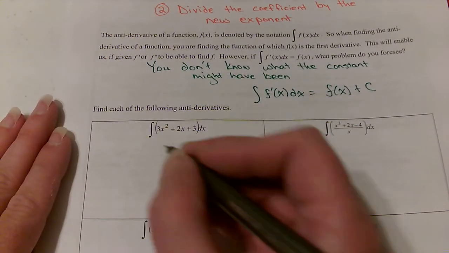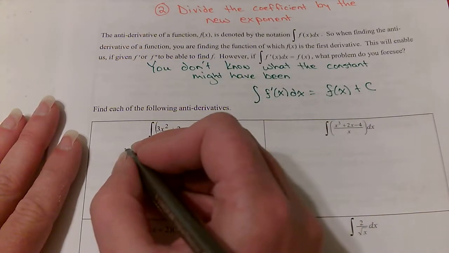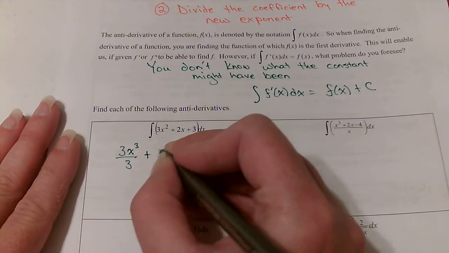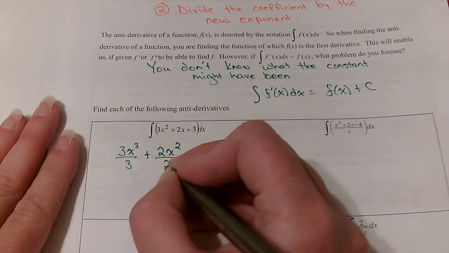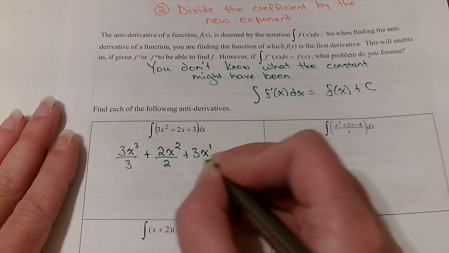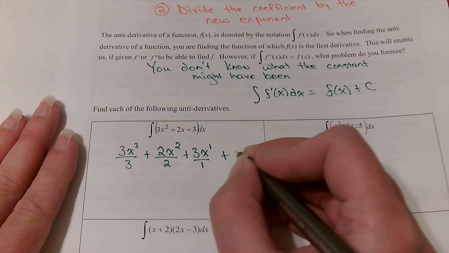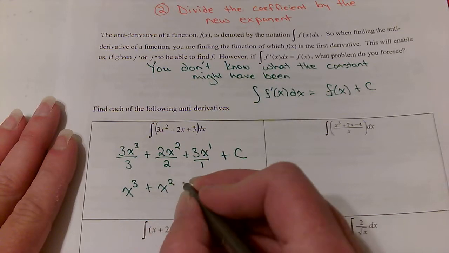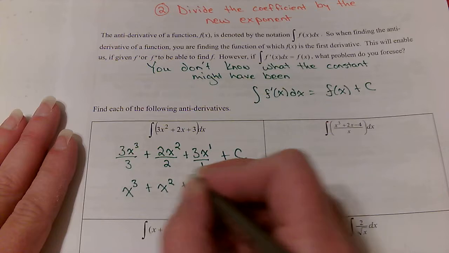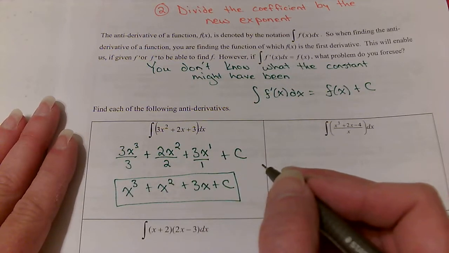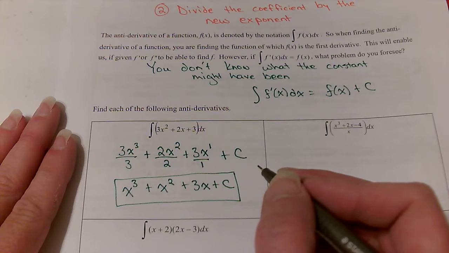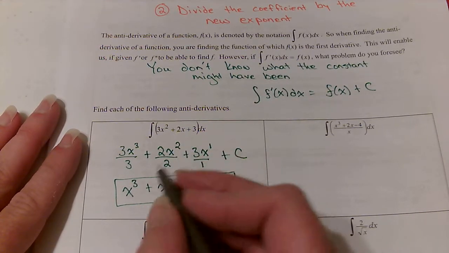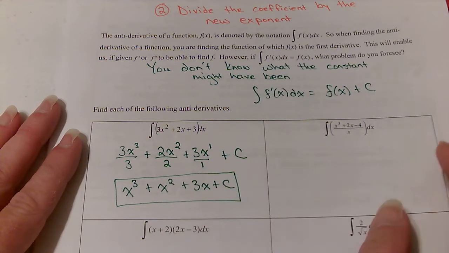So let's try it. 3x squared, oh, that's very similar to the one I did, so pretty easy. Add 1 to the exponent, divide by the new exponent. 2x, divide by the new exponent. This is going to be 3x to the 1, divide by the new exponent, plus c. So I get x cubed plus x squared plus 3x plus c. The nice thing about taking antiderivatives, it's kind of like factoring, you can always check your answer. Take the derivative. Do you get what was in the parentheses? 3x squared, 2x, and 3. You do.